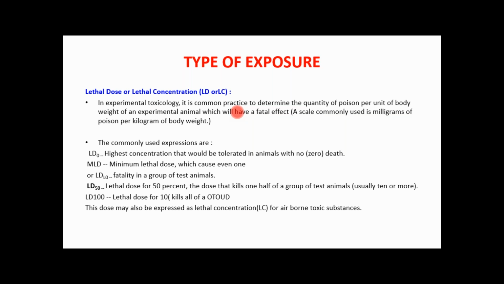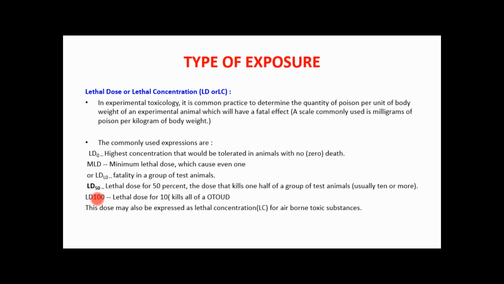Suppose they are injecting some toxic chemicals into the body, and out of 10 rabbits, if 5 rabbits are killed due to that dose, then it is called the lethal dose 50 value. What does it mean? Lethal means kill, fatal or death, and there are 50% chances of death due to this dose. That is why it is called LD50. Right?